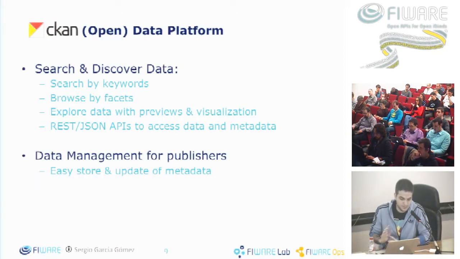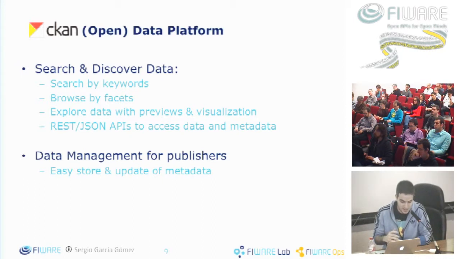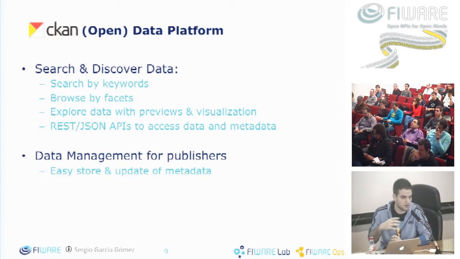So for clients, we can search and discover data in different ways. For example, we can use keywords, we can use facets, or we can also use a REST JSON API to discover all the data that is published in a CKAN instance.